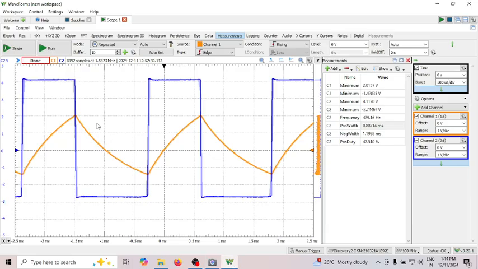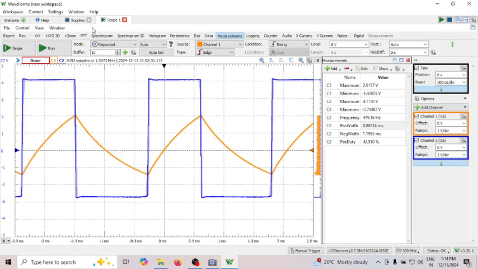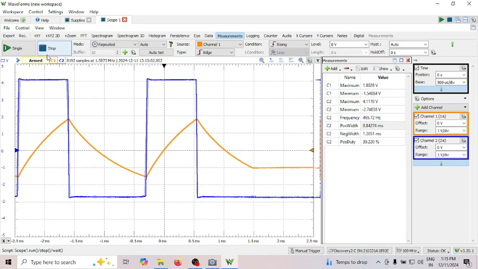Now I'm already using a supply of plus 5 minus 5. You can see this is plus 5 minus 5. So I have rigged up the circuit. Let me run it now. I'm already getting some waveform. The resistor that I'm using, RT, is 10 kilo ohm. The capacitor value is 0.1 microfarad.